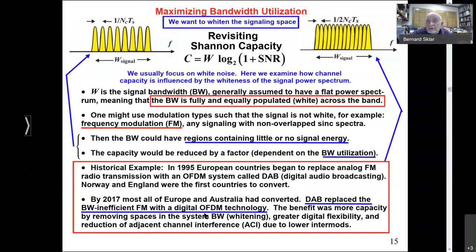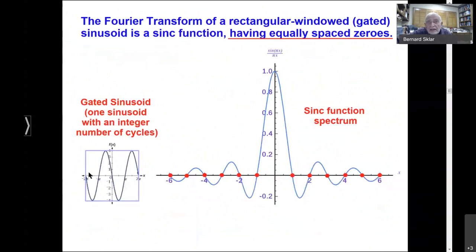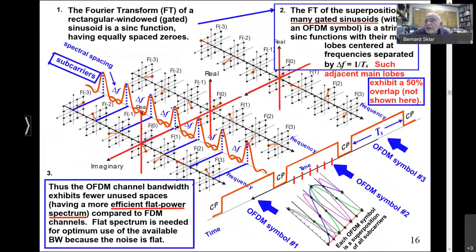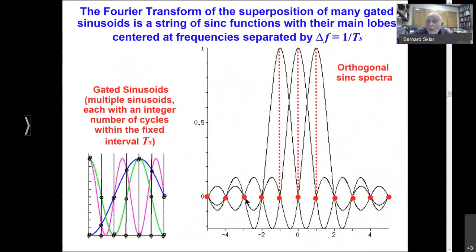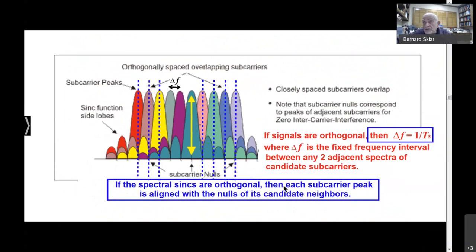digital OFDM signaling. Okay, number one, the Fourier transform of a rectangular windowed gated sinusoid is a sinc function spectrum, with equally spaced zeros. That's what you're looking at. What about the Fourier transform of a superposition of many gated sinusoids? Well, you're going to have multiple sinc functions. Again, here are the zeros, the nulls that you see. The peaks of these sinc functions correspond to neighboring nulls. We've talked about this before. This is just a repeat slide.